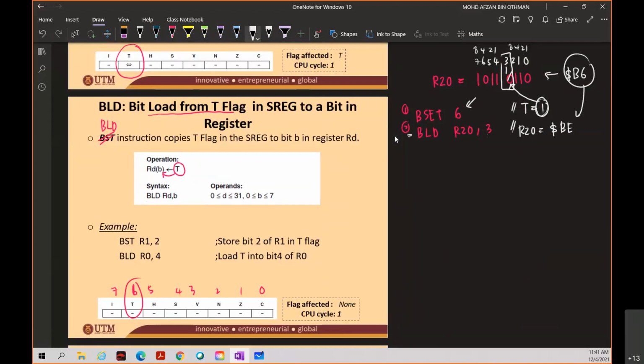Okay, next I add another example here. BCLR 6 and BLT R27. Okay, so what happened? In line number 3, for instruction number 3, what does this instruction do?